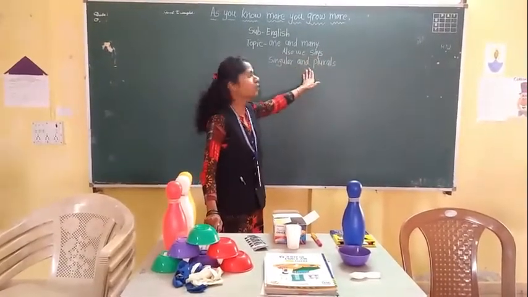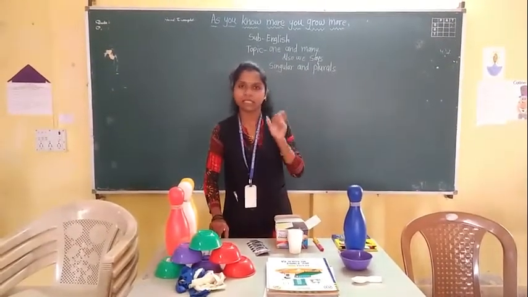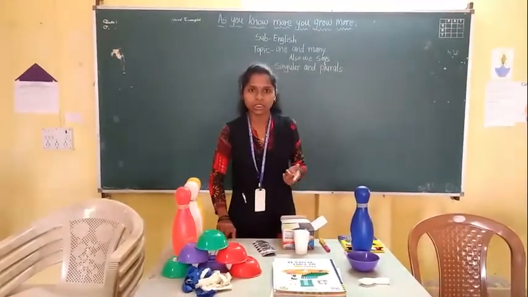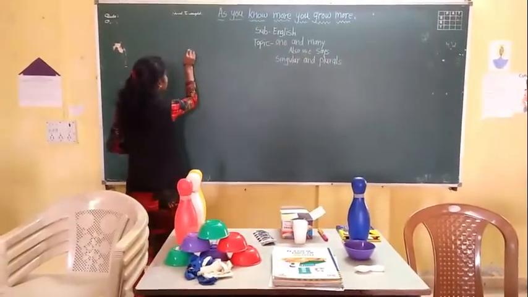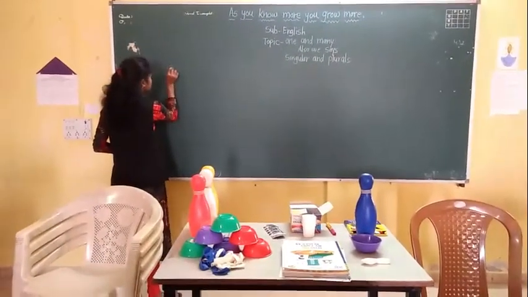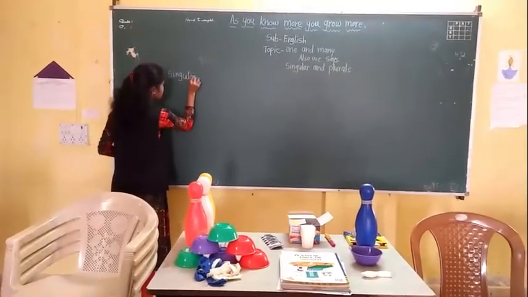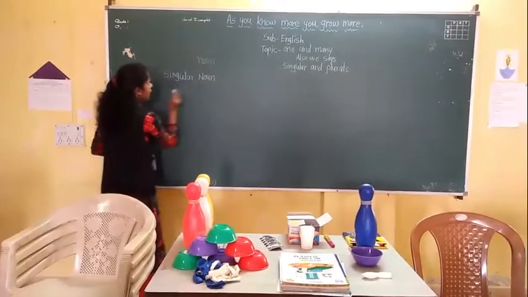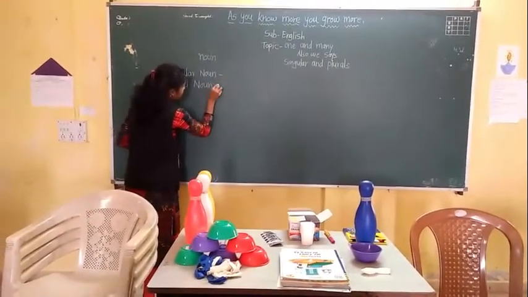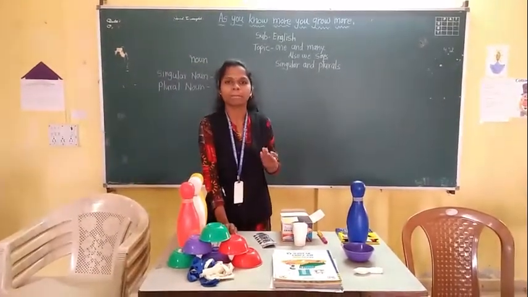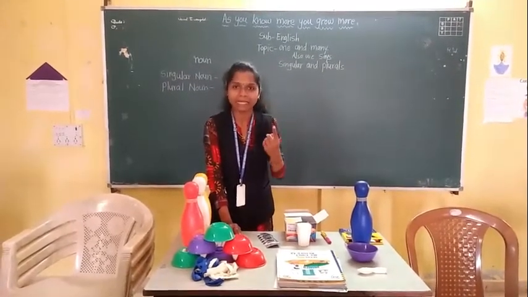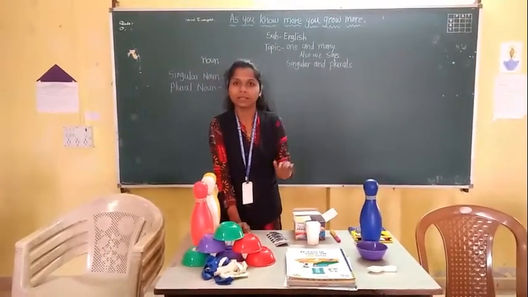Okay, now singular and plural we will see in the first standard. But in the senior KG, you have only one and many. So, in English, there are nouns. Okay? So, that nouns are singular noun and plural noun. So, singular noun means what? Singular noun means what, you know? The thing that gives us information about one animal, one person, one thing, okay?